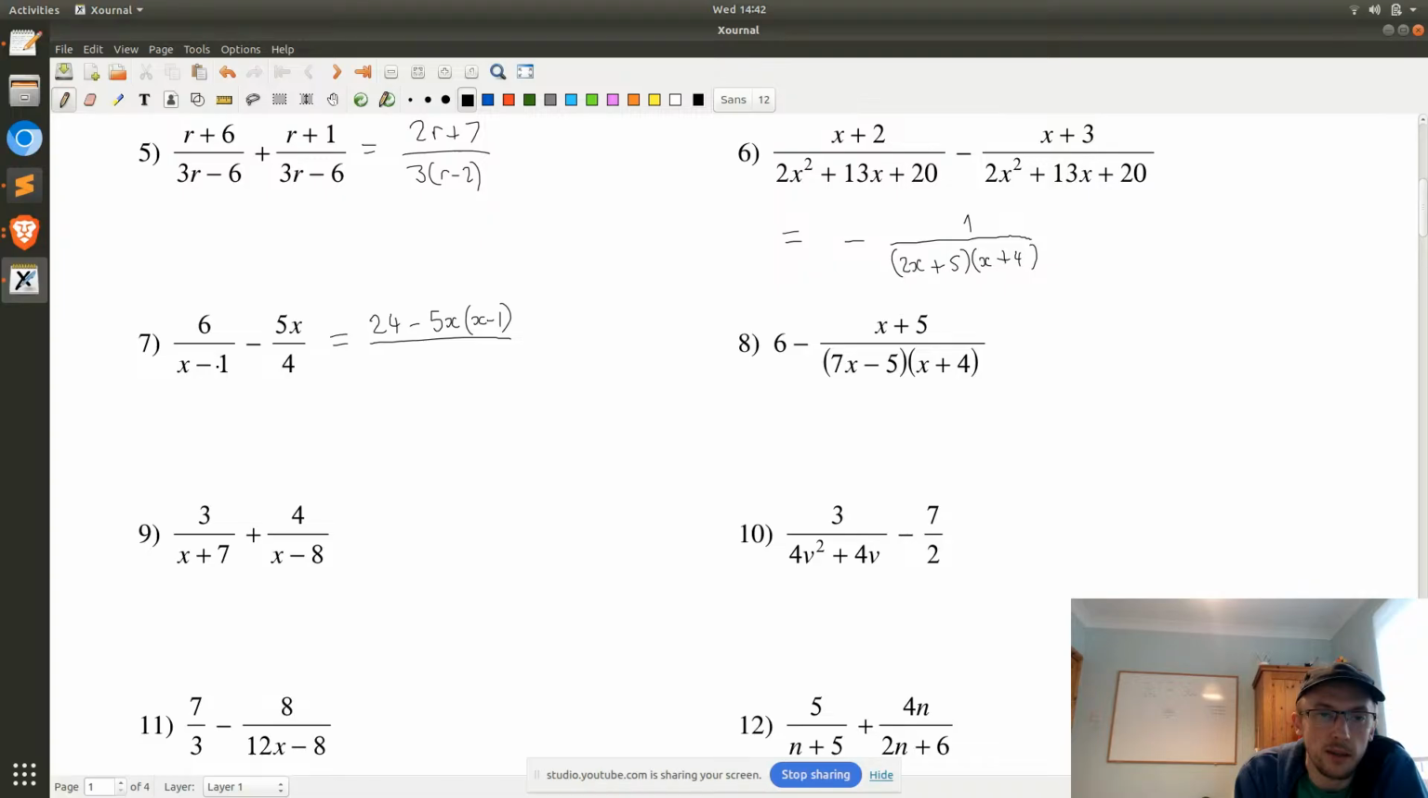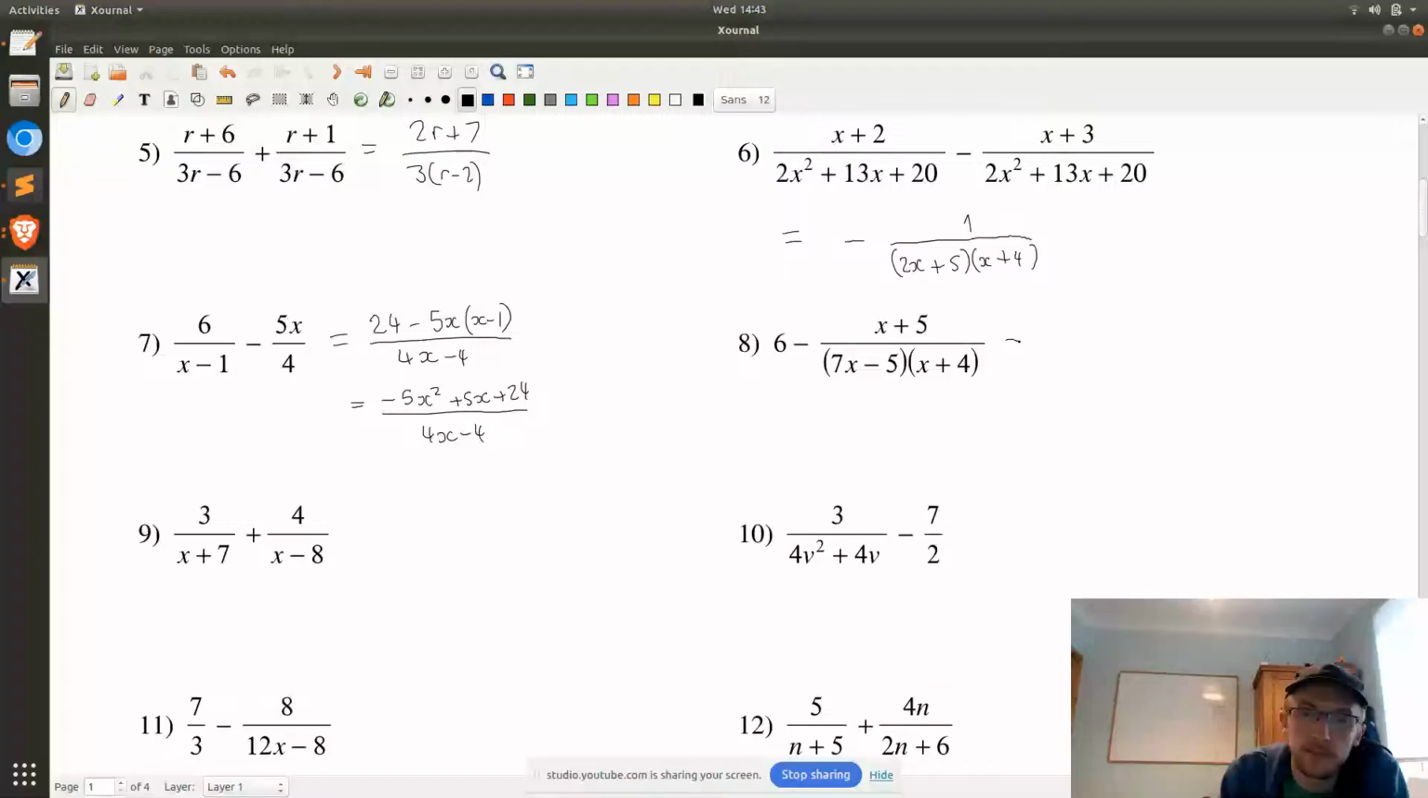That times that, take away that times that. All over 4x, take away 4. But is that what they want? I don't know. We'll see. It is. It pretty much is.